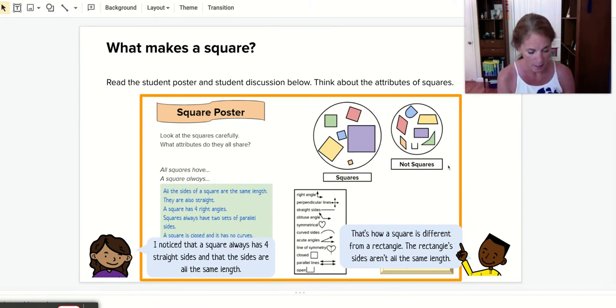Think about why that one is not a square. Why is this one not a square? Well, because these sides are longer than those.